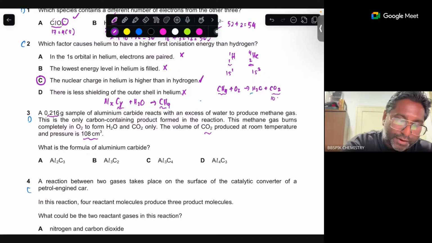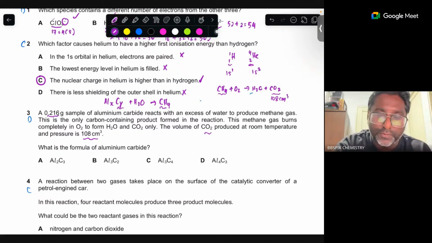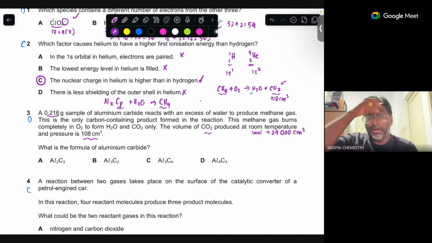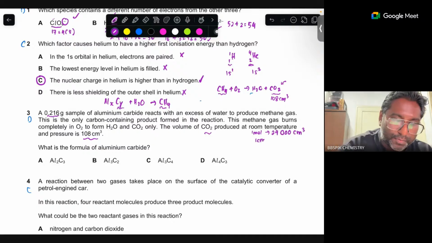So if this is 108 cm cube, what we can find out is the number of moles of carbon dioxide that is going to be given out, because we know that every 1 mole of any gas gives you 24 dm cube. So you change it into cm cube, 24,000 cm cube of gas. So now if it is 1 cm cube, it is going to be 1 divided by 24,000. So that is going to be mole.